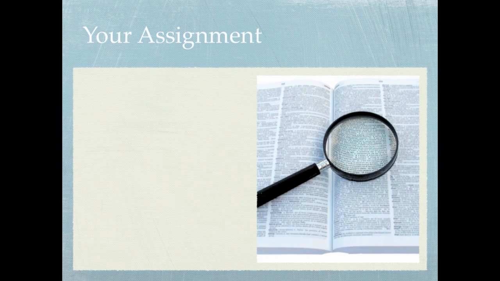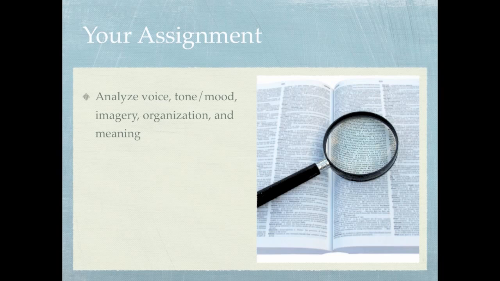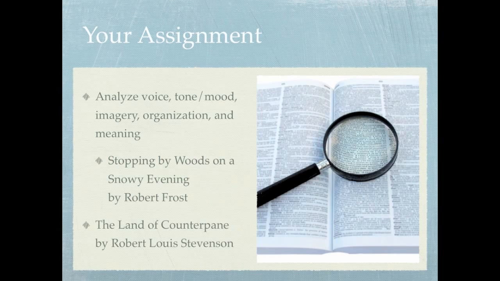So your assignment is that you're going to do the same thing. You are going to analyze a couple of pieces of work, a couple of poems in this case, by voice, tone or mood, imagery, organization, and meaning. And the two that you're going to look at are, you probably know this one, Stopping by Woods on a Snowy Evening by Robert Frost. You've probably looked at that in your English class even. And also The Land of Counterpane by Robert Louis Stevenson. And do the same things that we've done.